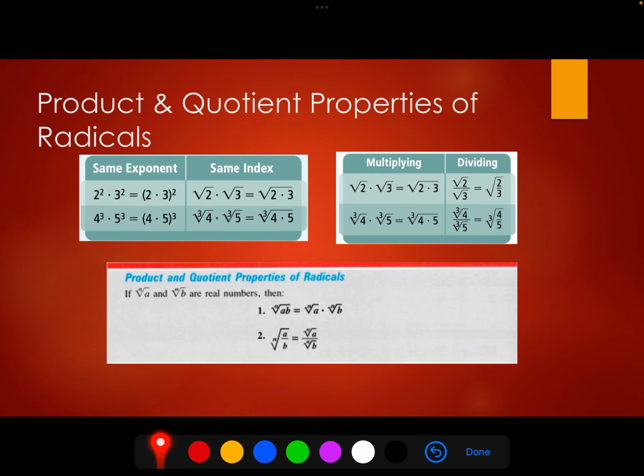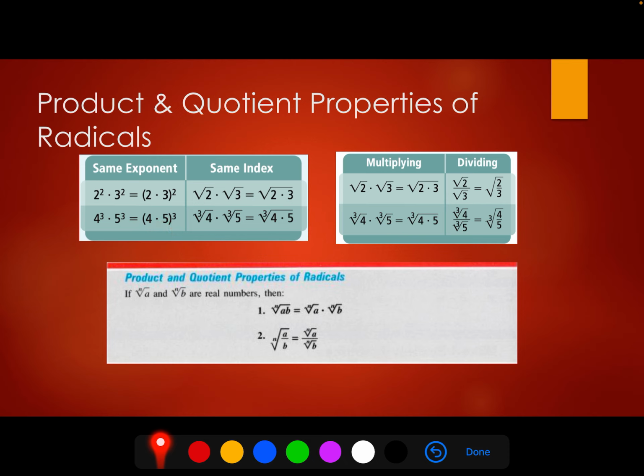So first, we're going to talk about the product and quotient properties of radicals. If we take a look at this first picture right here, we have two numbers being multiplied together that have the same exponent, right? We have 2 squared times 3 squared. Whenever we have something like that, if both of our terms have the same exponent, we can put both of those bases into a set of parentheses and have those numbers be multiplied together, and then raise that to the second power, right? It's the same thing they did with 4 cubed times 5 cubed. That's equal to 4 times 5 cubed.